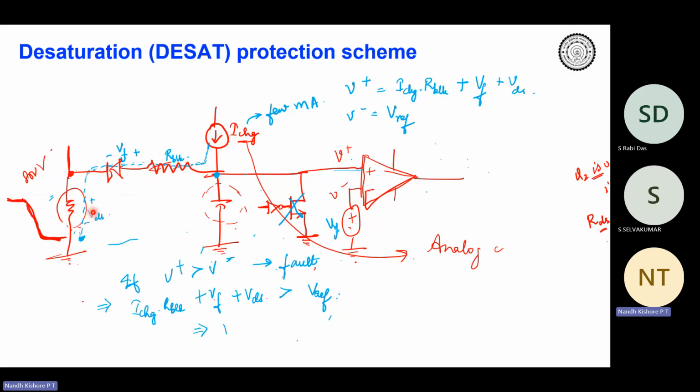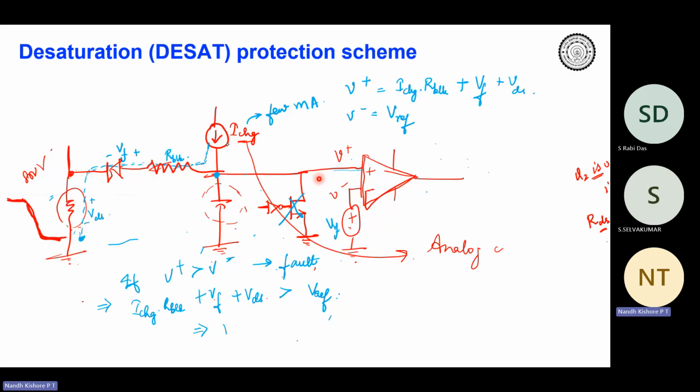So what is your V plus voltage? That is the comparator plus voltage. The comparator plus voltage is going to be I charge into RBLK plus whatever is the forward voltage drop of the diode VF plus VDS, right? So this is the voltage that appears across your V plus terminal. Across my V plus terminal there is a capacitor, so this is the voltage that appears across the capacitor, or the capacitor gets charged to this voltage.